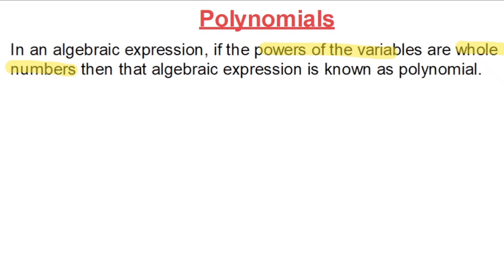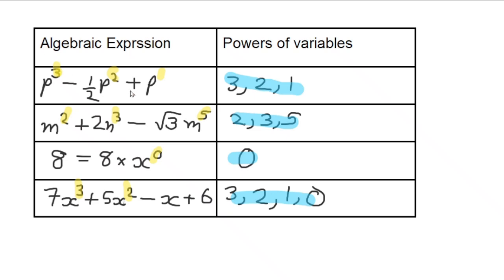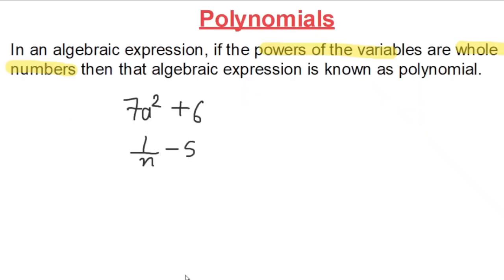Just now we have seen that in these algebraic expressions, the powers of the variables are all whole numbers. So all these expressions are called polynomials. All these four expressions are polynomials. Understood? Now see this expression. The first one, 7a square plus 6. The variable is a, and the power of the variable is 2, which is a whole number. And here also it is a constant term. So this is a polynomial.